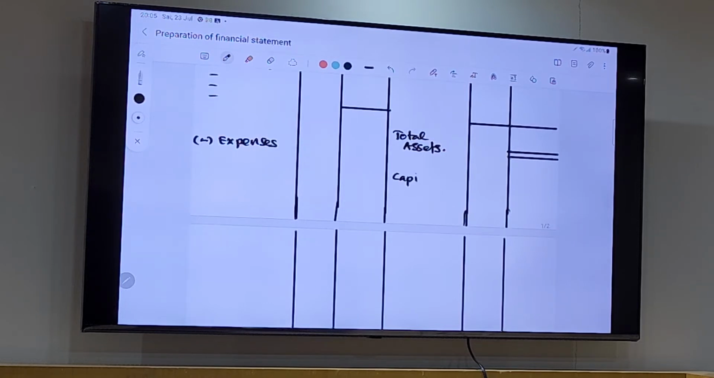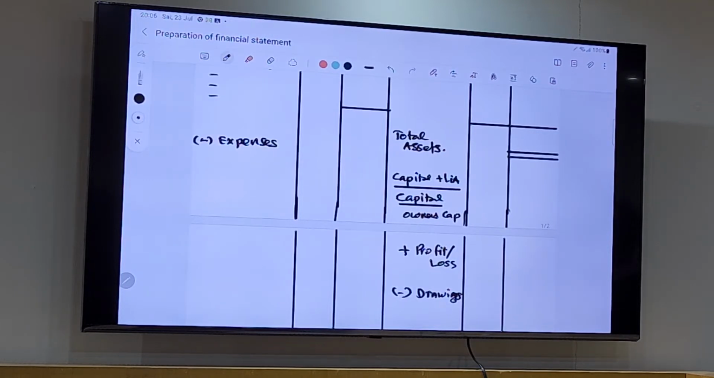Capital plus liabilities. You have capital, so they are owners. Capital plus profit or loss minus drawings. Capital plus liabilities equal to assets.